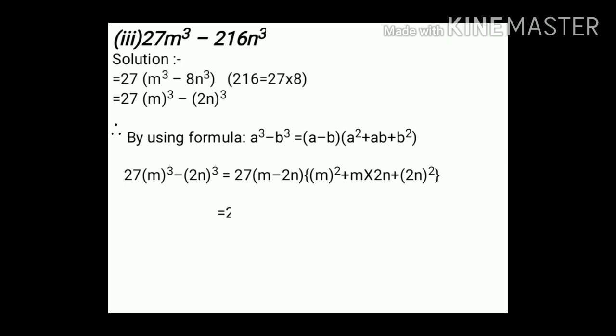Equal to 27(m minus 2n) in another bracket, children, m square is as it is, plus m into 2n we get 2mn, plus 2 square is 4, n square is n square. Question number 4.